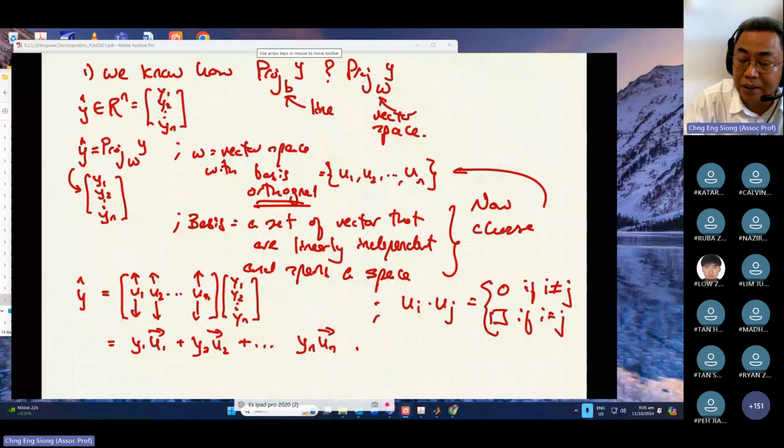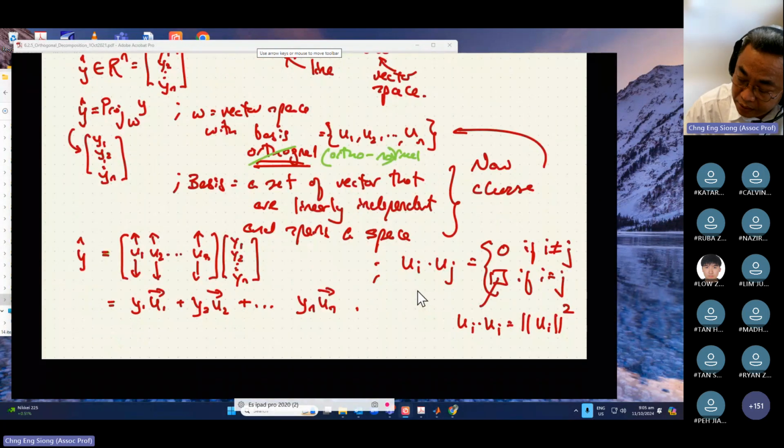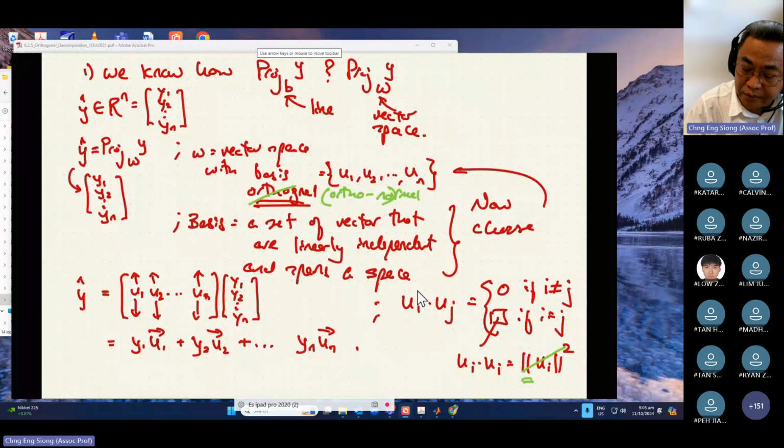I say orthogonal only, I didn't say orthonormal. So here, ui dot ui is equal to the norm of ui squared. Very good. Now, of course, we hate this number. We hope this number becomes 1. So if it is orthogonal, it is not good enough. We like something called orthonormal. Orthonormal means this guy becomes 1.